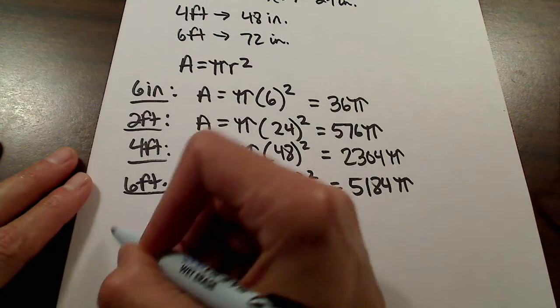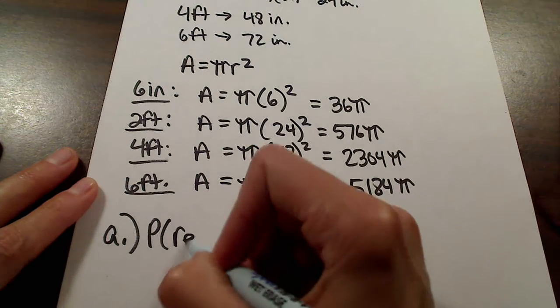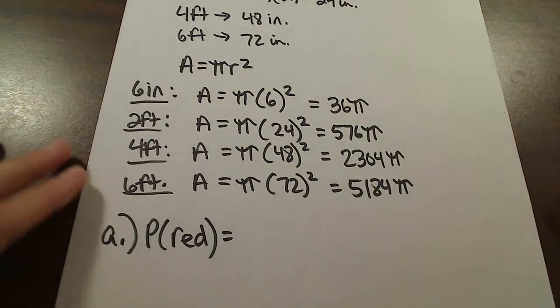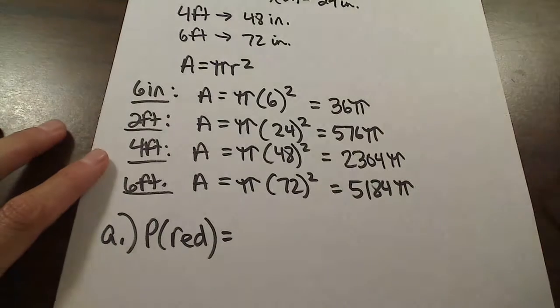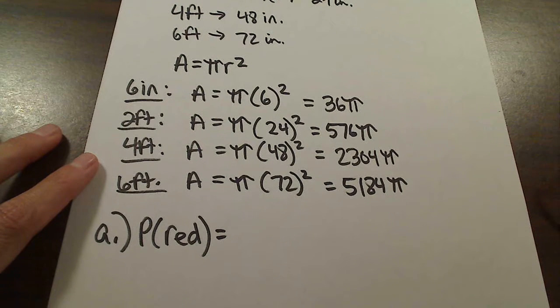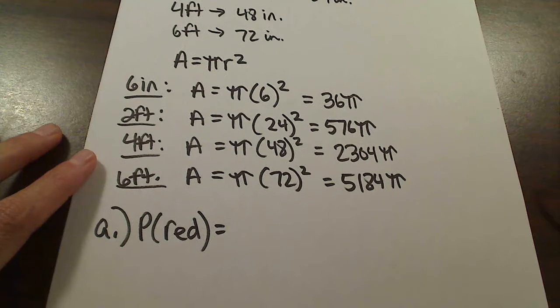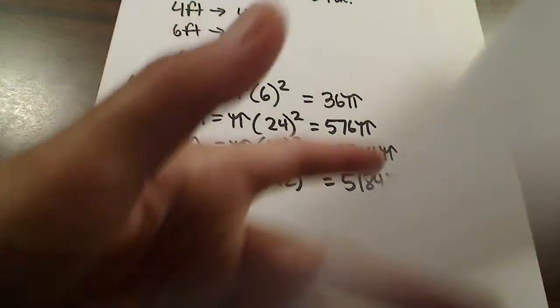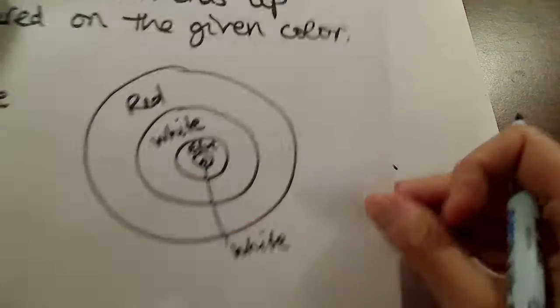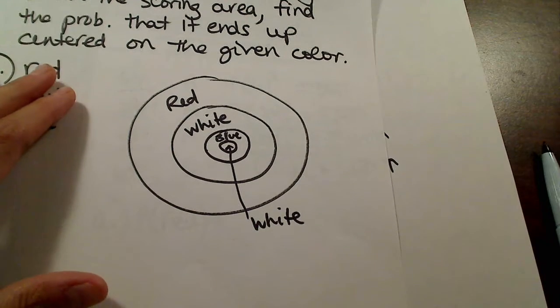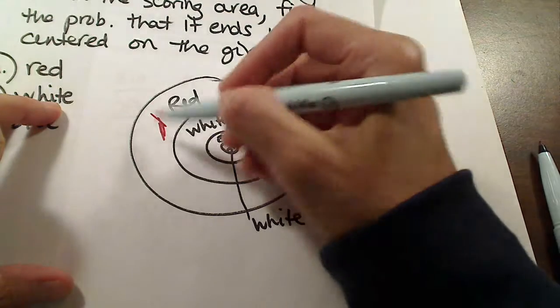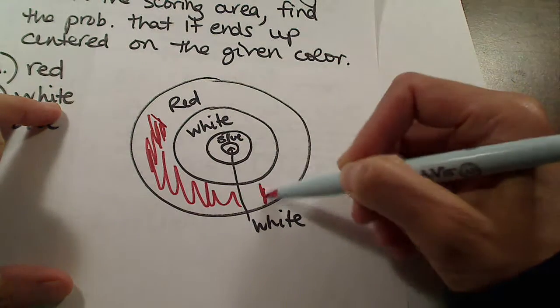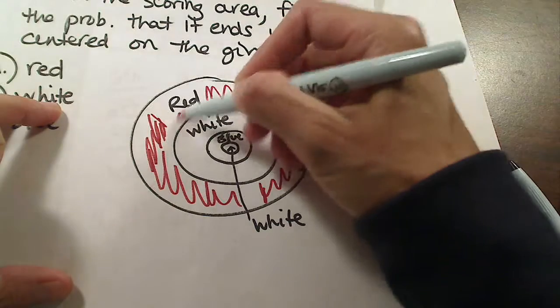All right, so in part A, they ask us to find the probability of landing on the red. Okay, so that was here. We remember with probability, it's always desired over total. And if we look at our picture here, the desired region that we want is the red region. So this is our red region, and that's the area that we're looking for.